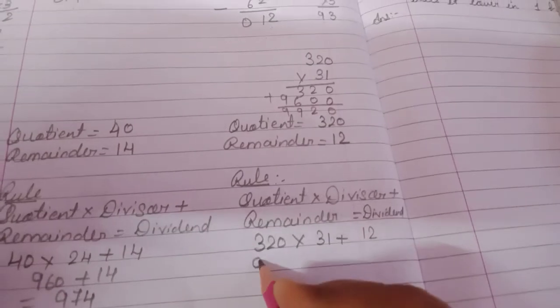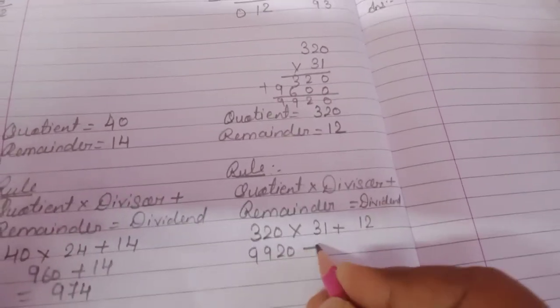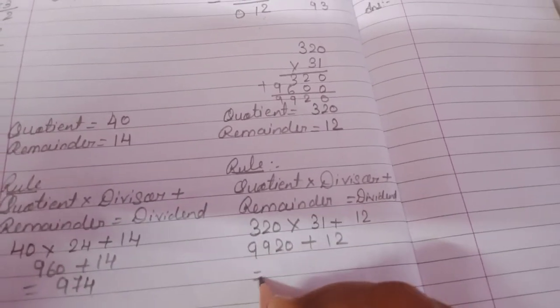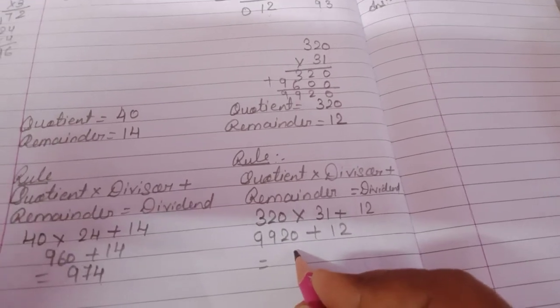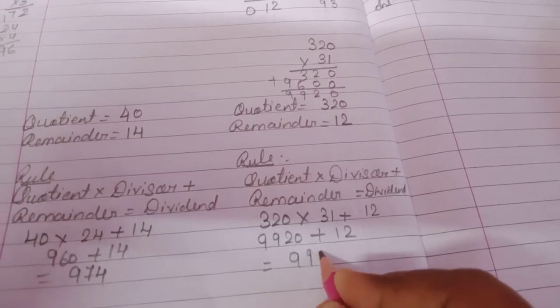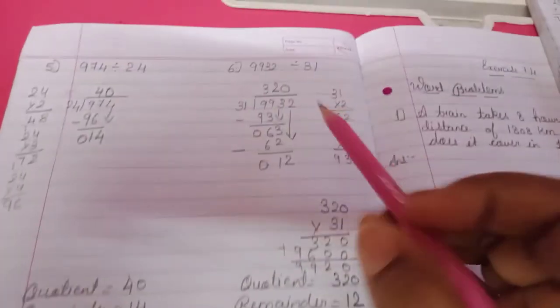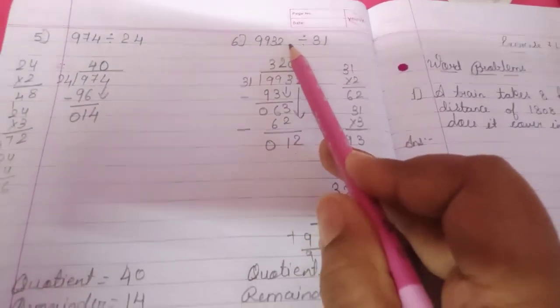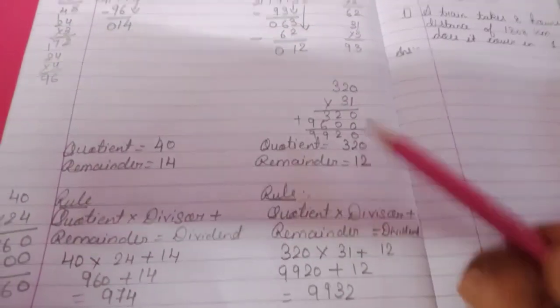So that is 9920 plus 12. So we will get 9932. So see our dividend, that is 9932. So our sum is correct.